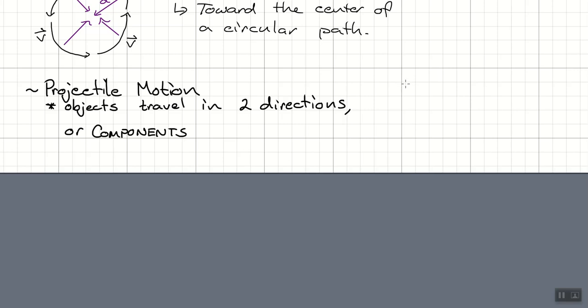So, here's what I want us to think about. And it's a quick and easy picture here. Let's say we have somebody standing on a cliff. And here they are.